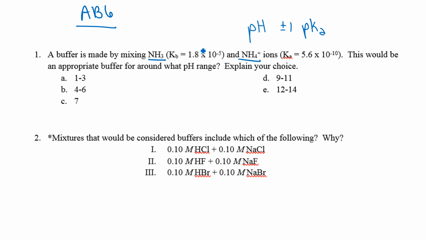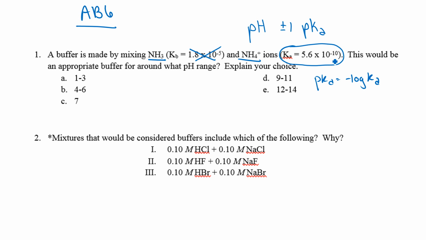So we're going to ignore this Kb value and just look over here at this Ka value, 5.6 times 10 to the negative 10th. The pKa is the negative log of the Ka. This is on your equation sheet. So you can go ahead and do this in your calculator and solve for the pKa. But if you look at your answer choices, they are not super precise. We just want a rough estimate of what this pH is going to be.